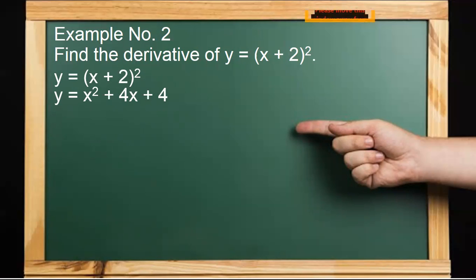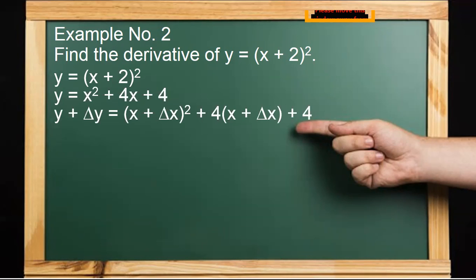So we proceed with the next step. We change y into y plus delta y and x into x plus delta x. So this will become y plus delta y, which is equal to x plus delta x, of course, that is raised to the second power, plus 4 multiplied by x plus delta x plus 4. This is in accordance with the step.